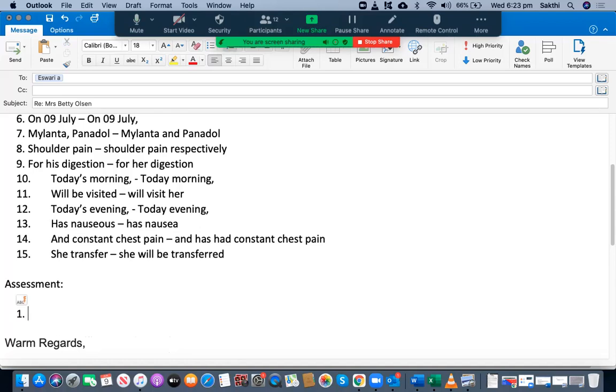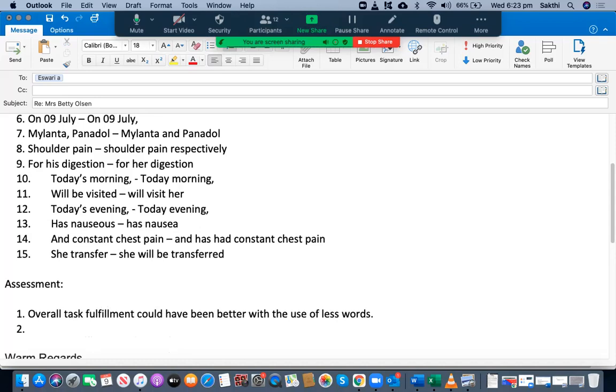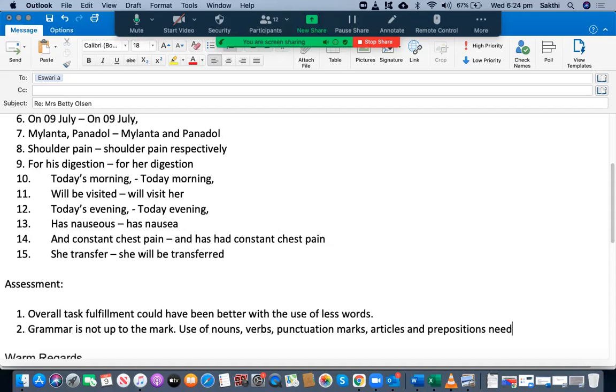One thing is overall task fulfillment could have been better with the use of fewer words. You could have cut down some of the words. That's one thing. Grammar is not up to the mark. I don't know why you have committed several grammatical mistakes in this letter. You used to score very well under grammar, but now I don't know. Use of nouns, verbs, punctuation marks, articles, and prepositions needs to be improved.